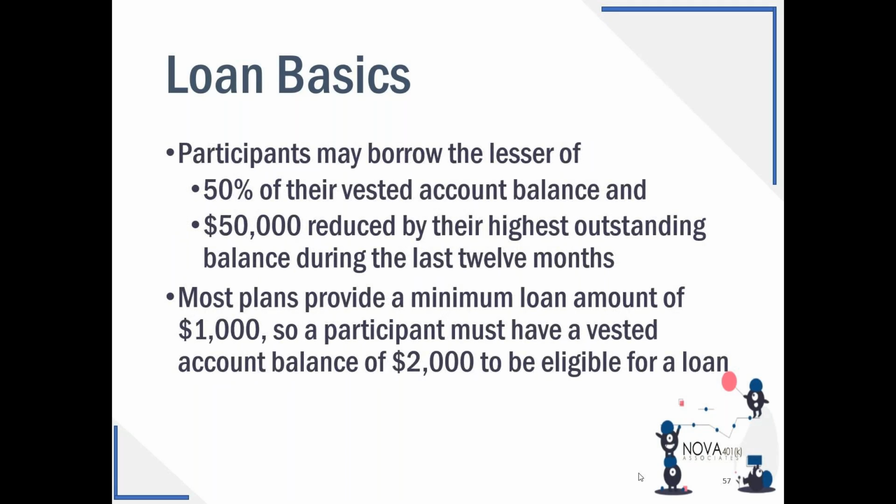Participants can borrow the lesser of 50% of their vested account balance, up to $50,000. They cannot exceed $50,000 in a 12-month period. It's very common that plans have a minimum loan of $1,000. They don't have to, but they usually do have a minimum amount because the participant is paying fees for this distribution, right? So we want to make it worth it. For a plan that allows 50% of their vested account balance to be distributed as a loan, they would have to have a vested account balance of at least $2,000 to get a loan for $1,000.